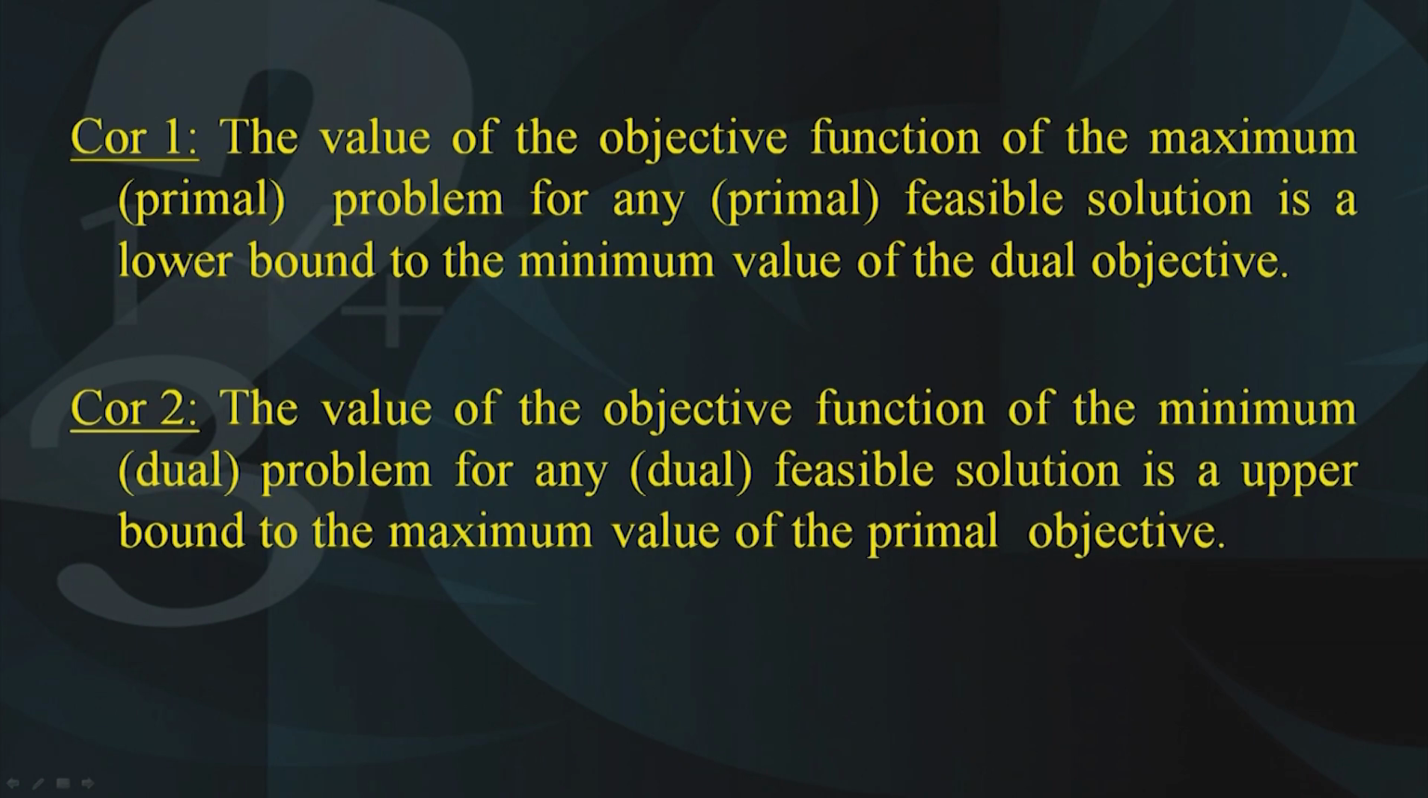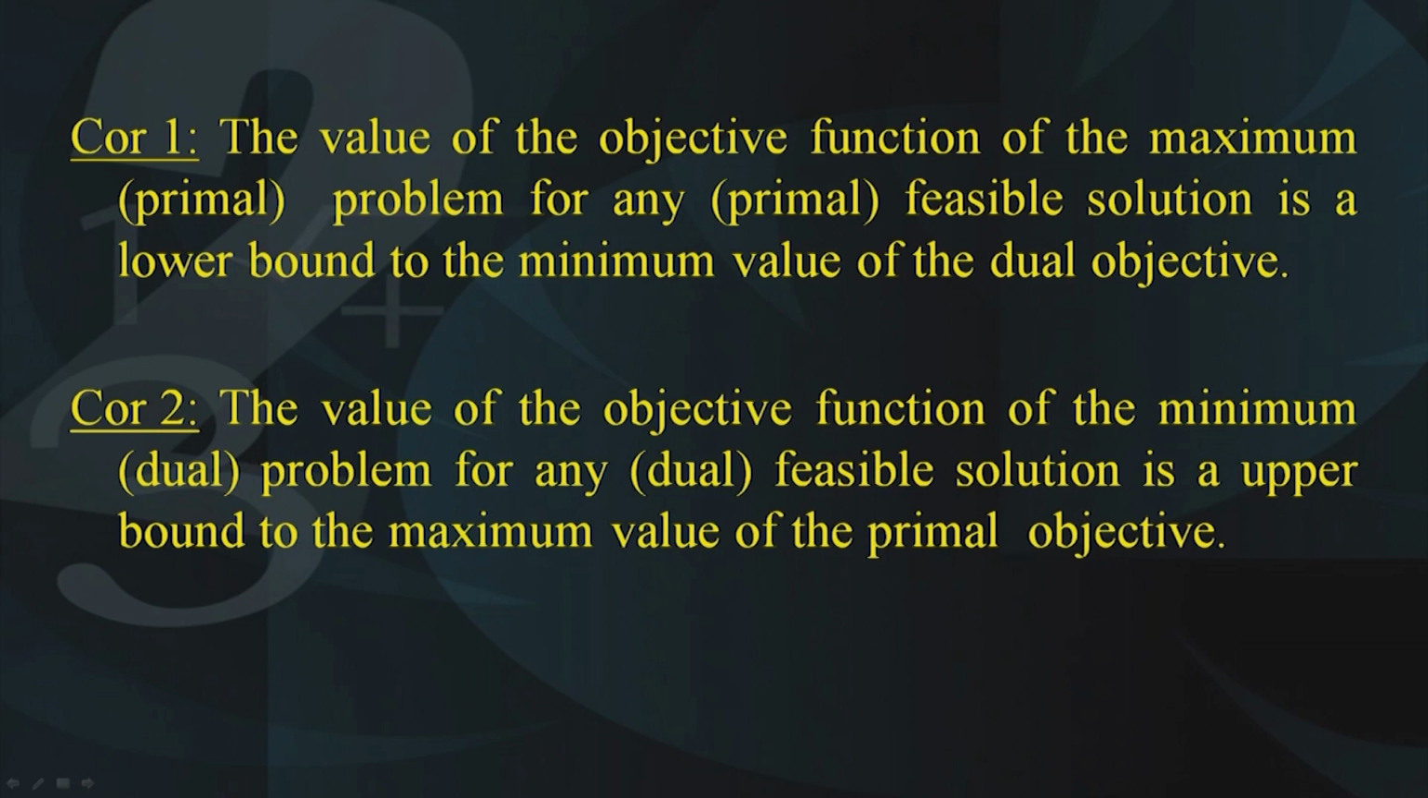Now, we have some results which can be derived from the weak duality theorem. The first corollary, I will call it corollary 1, is as follows. The value of the objective function of the maximum primal problem for any primal feasible solution is a lower bound to the minimum value of the dual objective. So, therefore, the weak duality theorem gives us a lower bound for any feasible solution of the dual objective.